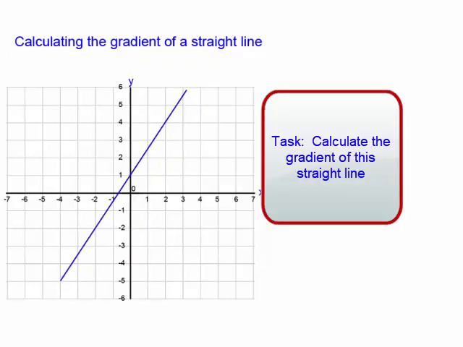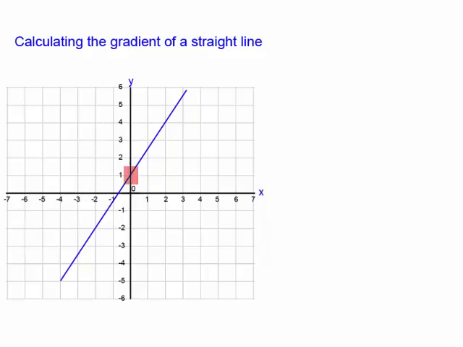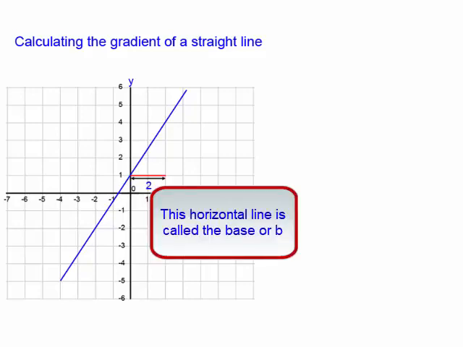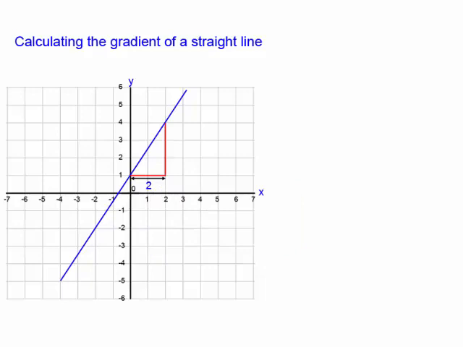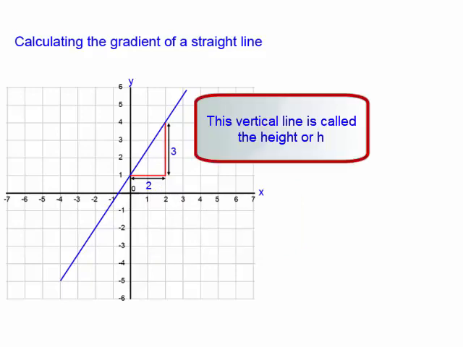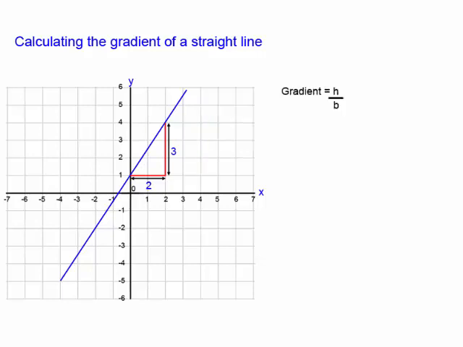When we want to measure the gradient of a straight line, we take a point where the line crosses the y-axis and measure across a number of units. In this example, we have measured across 2 units. And this number represents the value of the base. From the end of this line we draw a vertical line touching the graph. This is known as the height of the gradient, and in our example has a value of 3. To calculate the gradient of the graph, we divide the height by the base. So the gradient of the graph in this example is 3 over 2 or 1.5.